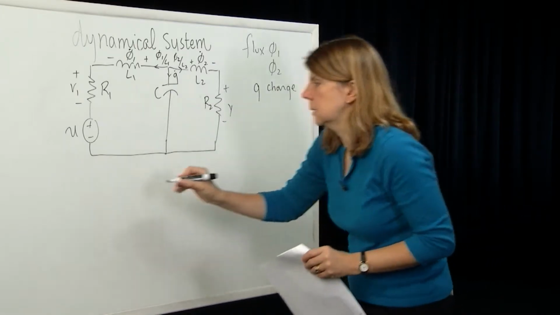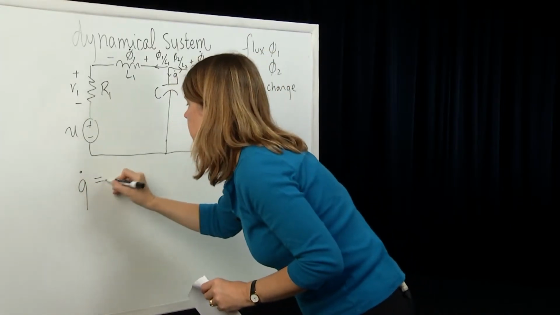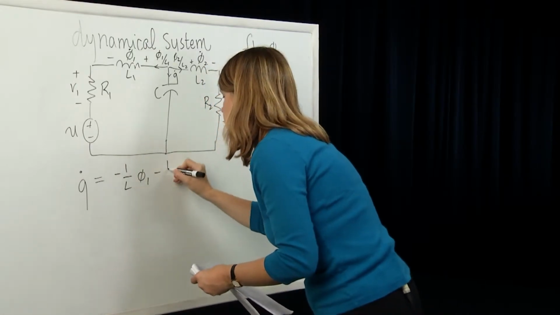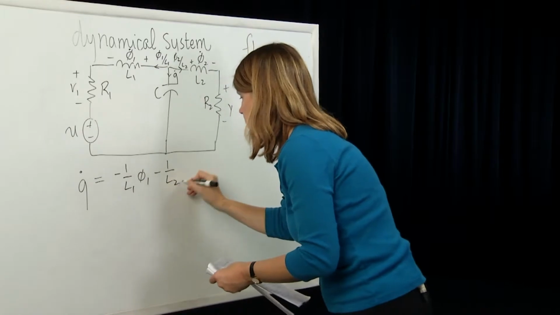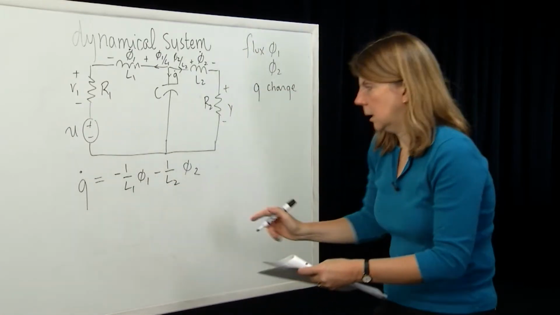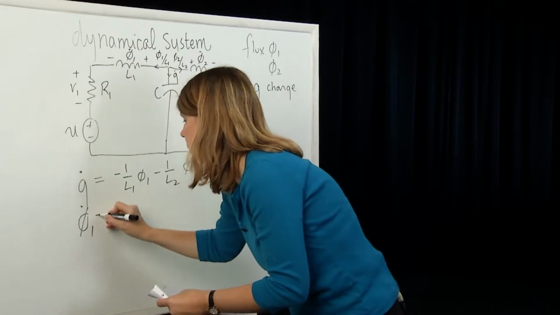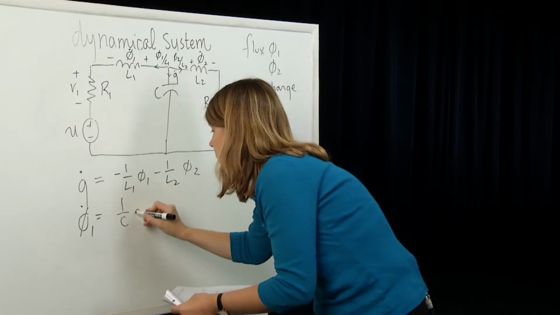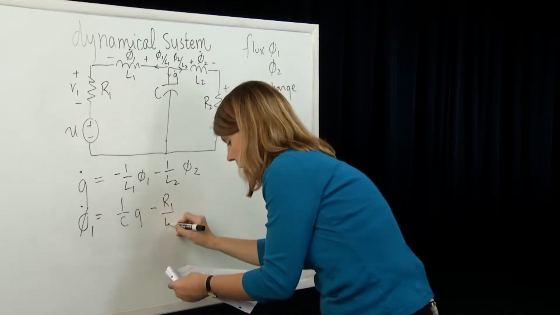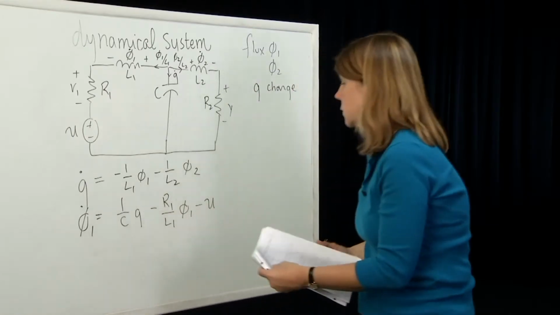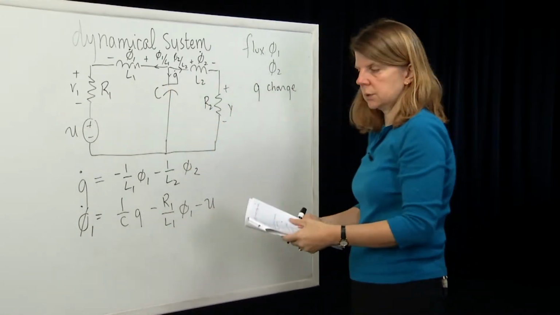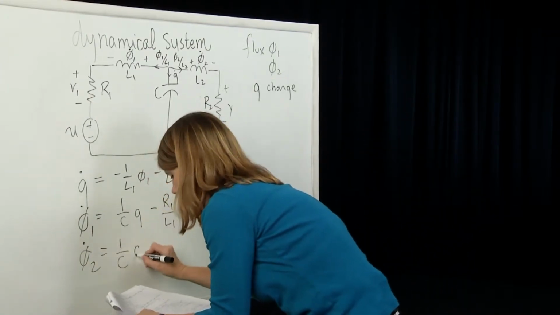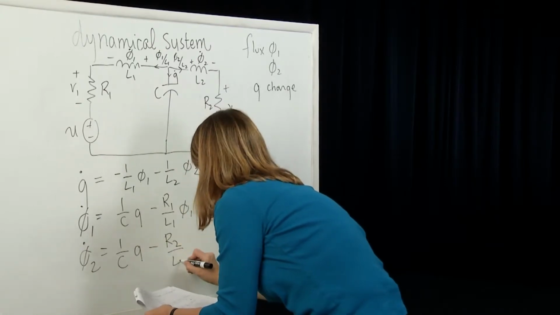Okay, so if we do that, then we can quickly arrive at the following. Q dot is equal to minus 1 over L1 Phi1 minus 1 over L2 Phi2. So there you see in that first equation an application of KCL. Phi1 dot is equal to 1 over C Q minus R1 over L1 Phi1 minus U. So that's applying KVL around this first loop, and then applying KVL around the second loop, we get Phi2 dot is equal to 1 over C Q minus R2 over L2 Phi2.